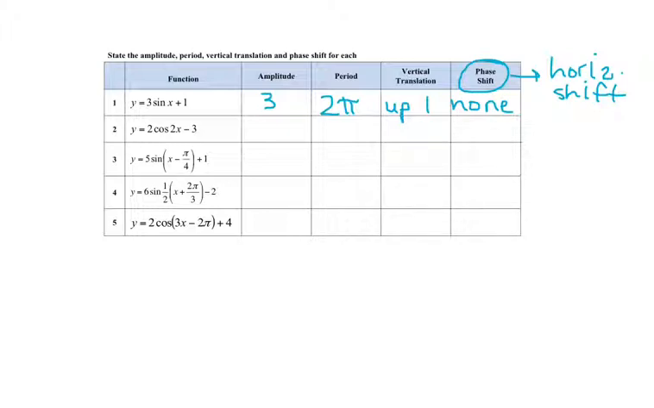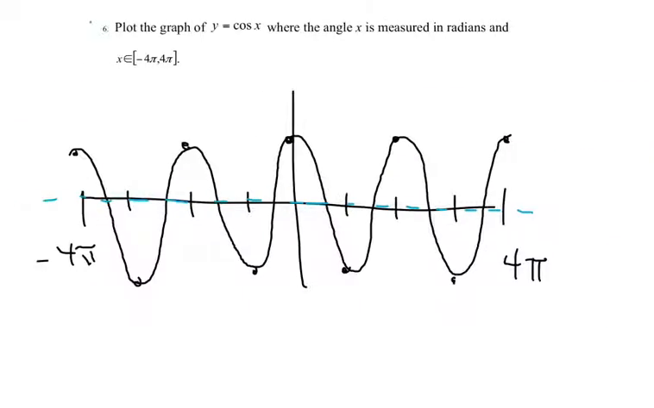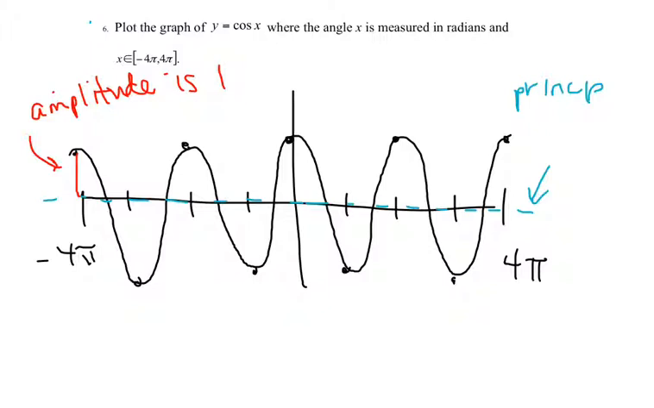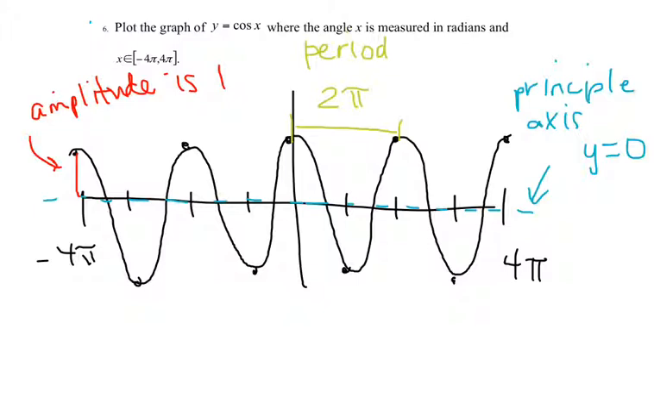Okay, let's actually think about amplitude, period, and vertical translation for the original graph. Notice here that our amplitude is here. So amplitude is 1. Principal axis is y equals 0. Period, the distance between peaks, is 2 pi. And phase shift means how far we are from where we originally start. Right now our phase shift is 0 because we start at 0, we stay at 0.